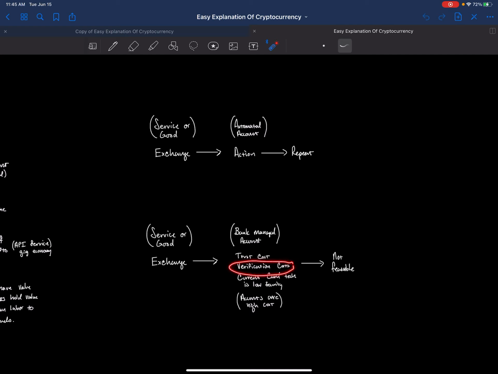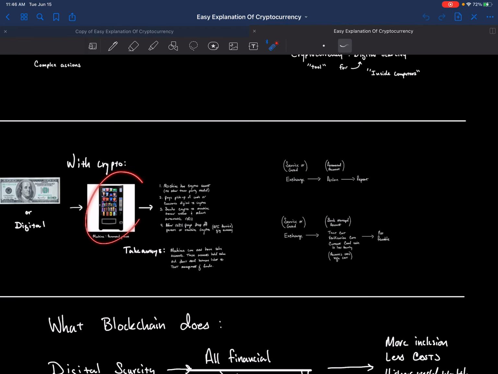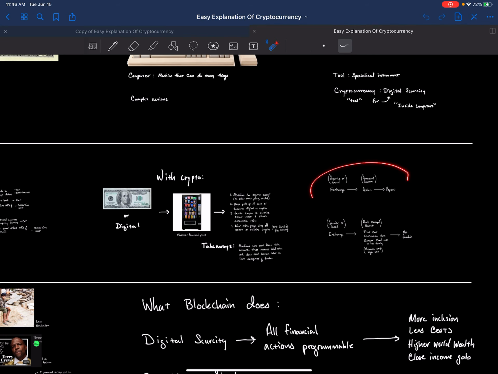You'll have verification costs, verifying the credit card or whatever, and you have the security costs. Current card tech is low security. You have all these security costs, and accounts are high cost because individuals have to type them into a computer and verify each and every time, and it's very hard to make this an efficient process. It's not feasible for someone to just take this machine, sell it as an individual thing with the program, and just forget about it. Whereas with this, easy process, no costs, etc.